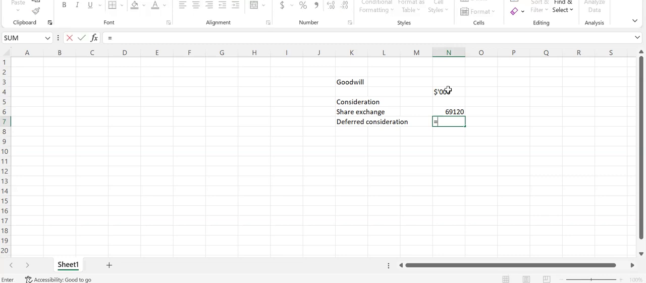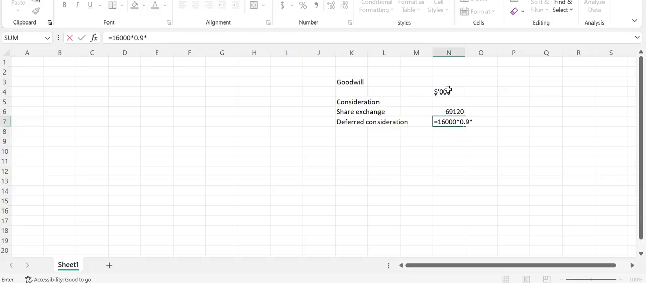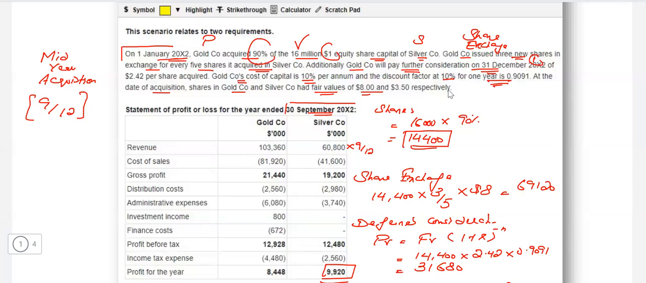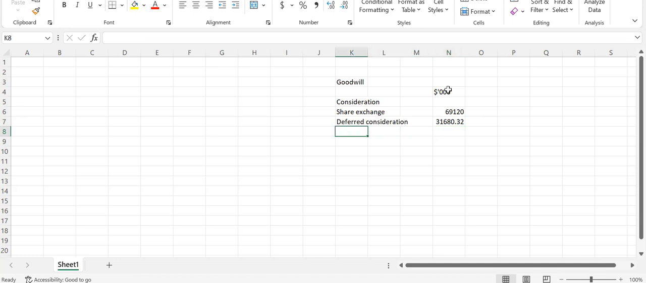So deferred consideration is, again, the 16,000 is the full complete number of shares. We acquired 90% of it. And it says that you are going to pay 2.42 per share. So this is 2.42, and then multiply by this factor, which is 0.9091. So you get this, 31,680. Okay, this is the deferred consideration. We are not going to take the decimals, ignore it.